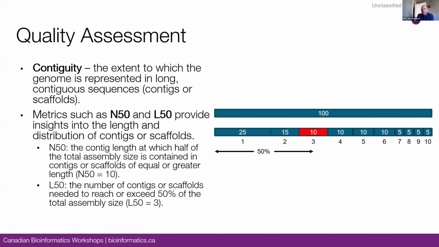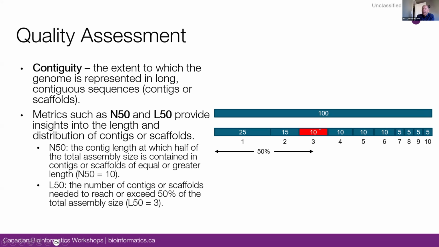So the N50 is the contig length at which half the total assembly size is contained in contigs or scaffolds of equal or greater length. That's the formal description, but the way to intuitively think about it is if you take your contigs and rank them by size from highest to lowest, and then you count the number of nucleotides cumulatively until you get to 50%. So if we have 100 nucleotides in our genome, we count until we get to 50 nucleotides, 25, 40, 50, right? And then we stop.